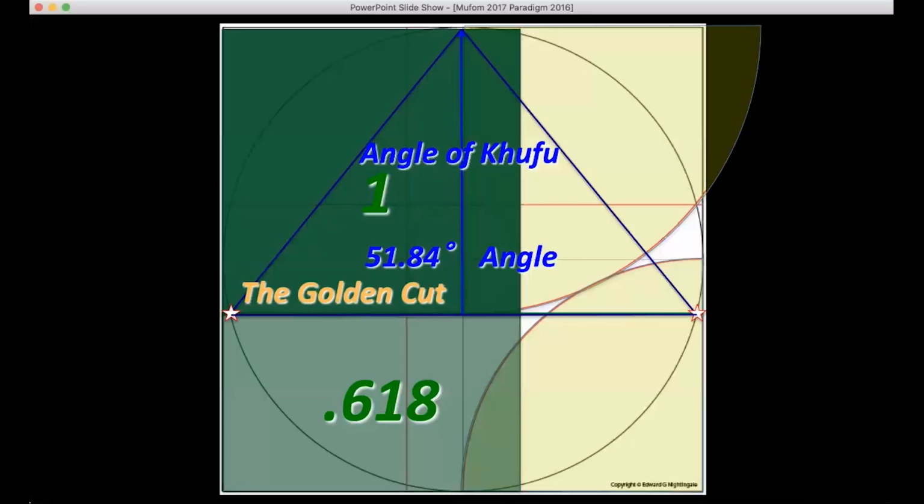But anyhow, right now with these simple 2 swings of my compass, I was able to create the angle of Khufu. And that angle is 51.84 degrees. Wow. So now we've got the angle of Khafre already, the Pythagorean triangle. Now the Khufu, the golden ratio, 51.84 using a golden cut.